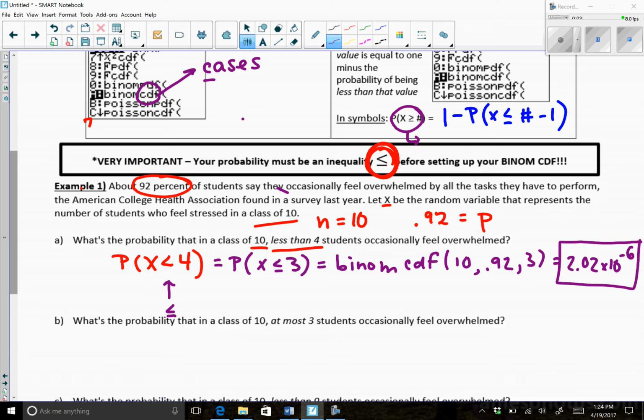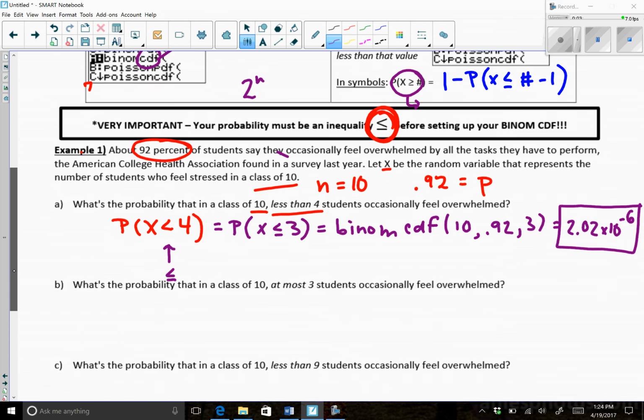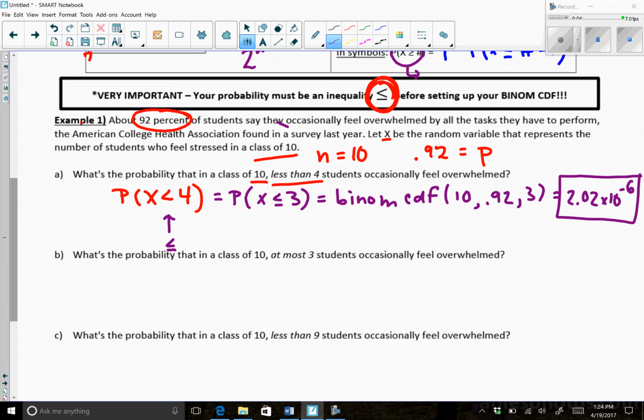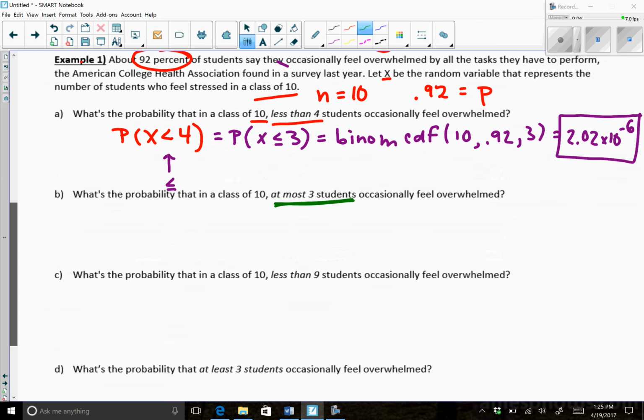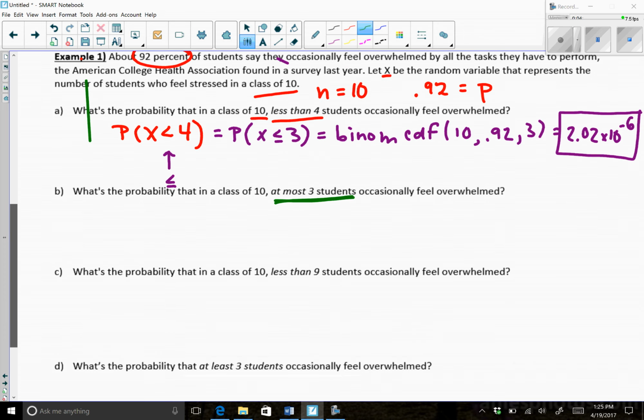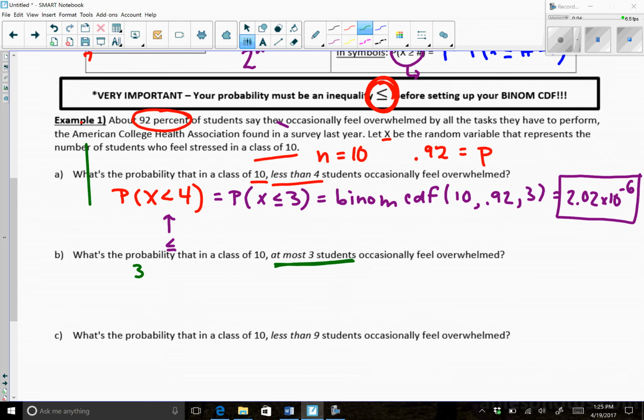So in part B, what is the probability that in a class of 10, at most 3 students occasionally feel overwhelmed? If you have a hard time understanding what the language is trying to tell us, it's okay to write out the different cases that we see. So if I have at most 3 students, I can't go over 3. So at most 3 students is any amount of students from 0, 1, 2, or 3. So that's the probability of x is less than or equal to 3. So in that case, I'm plugging into my binomCDF.